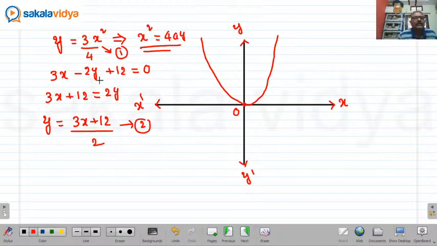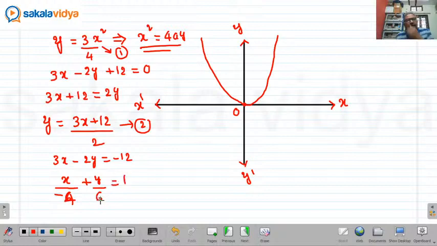So now we need to draw this one. Let us find the x-intercept. 3x minus 2y equals minus 12, divide by minus 12, and you get x by minus 4 plus y by 6 equals 1. That means it cuts the x-axis at minus 4 comma 0. For example, say this is minus 4, this is 6. We can draw a line like this. This is the line.